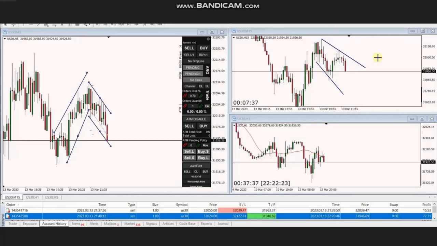Hello everyone, I'd like to share with you a few trades that were posted on Monday, March 13th, 2023. These trades were shared by MG, who's trading Nasdaq CFD.